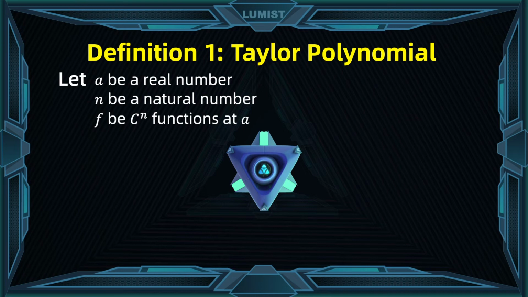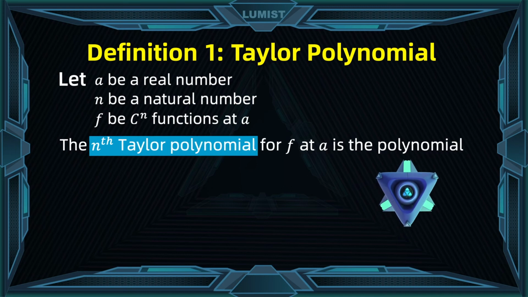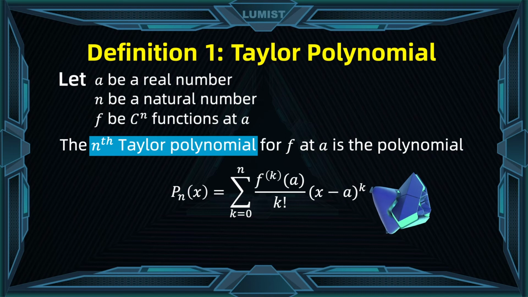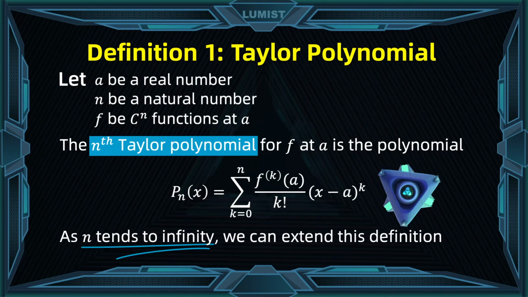Let a be a real number, let n be a natural number, and let f be C^n functions at a. The nth Taylor polynomial for the function f at a is a polynomial p_n(x), which is equal to the sum of f^(k)(a) over k factorial multiplied by (x minus a)^k, from k equal to 0 to n. As n tends to infinity, we can extend this definition, of course.